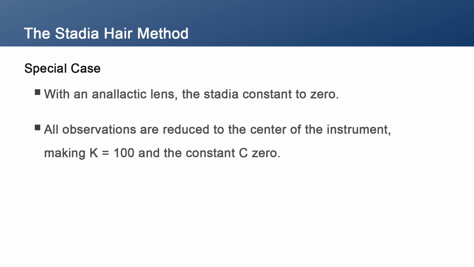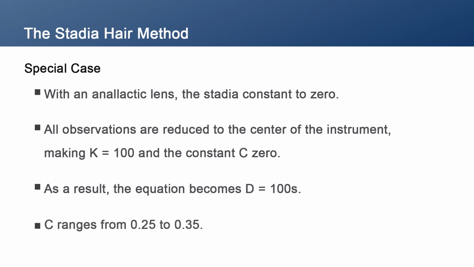In practice, if an analytic lens is used, that is a special convex lens fitted in between the object glass and the eyepiece, its function will be to reduce the stadia constant to 0. That is, it ensures that all observations are reduced to the center of the instrument, making K equal to 100 and the constant C equal to 0. As a result, the equation becomes D is equal to 100S, allowing for straightforward distance measurements. Typically, the value of C ranges from 0.25 to 0.35 here.